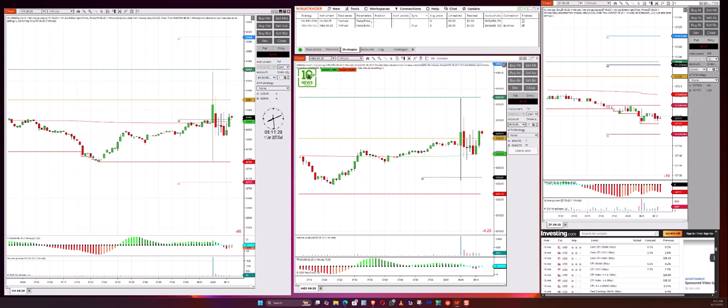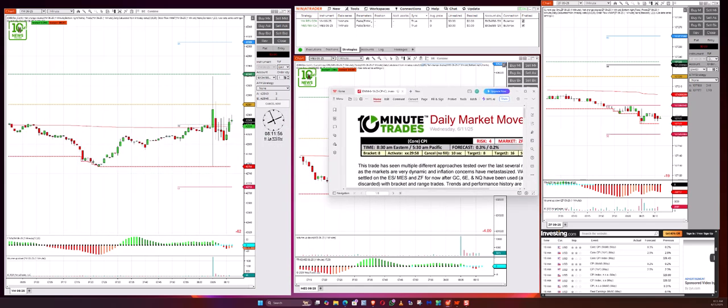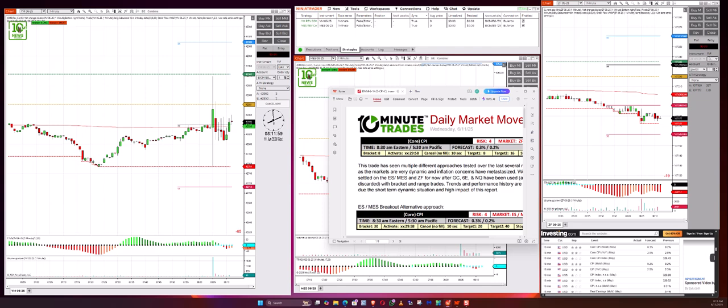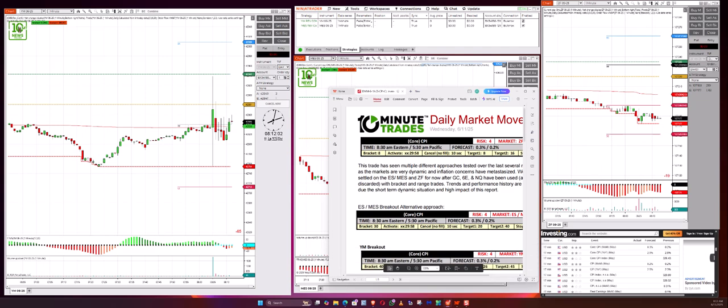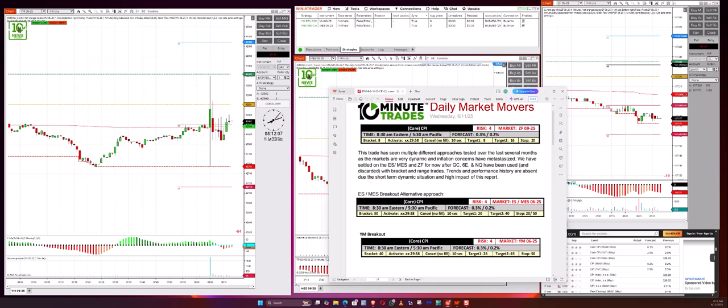And then you can always enable a discretionary trade. It has a button, so it's not going to trigger unless you trigger it. And then let's look at the DMM. There's quite a few choices on setups for CPI because quite a few things have worked. We've got an ES-MES breakout, a YM breakout, and a bond breakout.